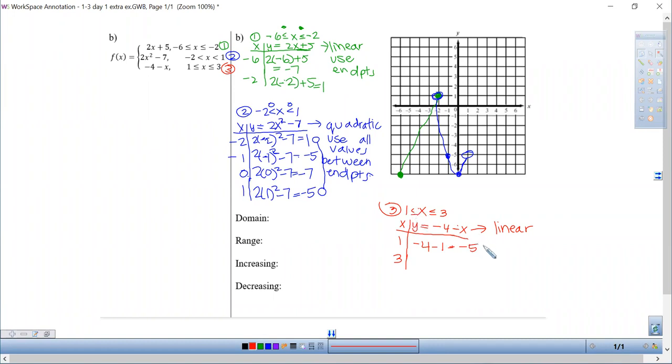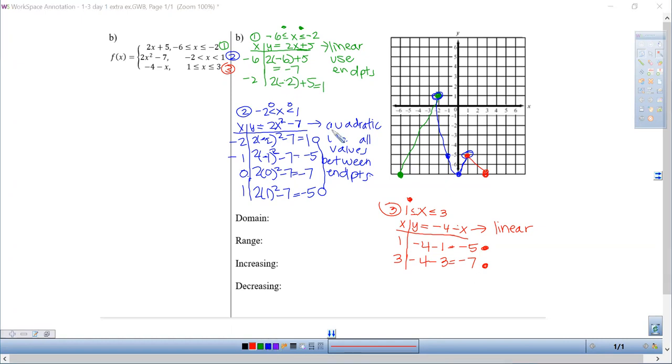It's equal to, so I'm going to put a solid point there at 1, -5. So 1, -5 matches up with my previous point, so I'm filling that guy in. And then I have -4 minus 3 gives me -7, and that is also filled in because I have an equal to in my domain. So at 3, I'm going to put a point at -7. And I'm going to connect those 2 points with a line because I had a linear function.